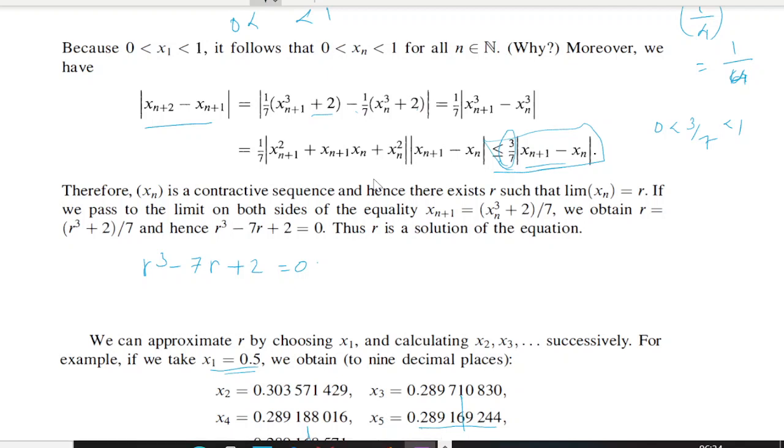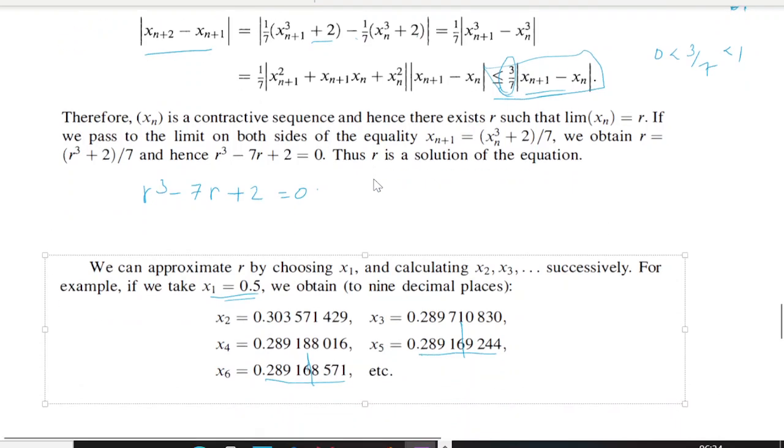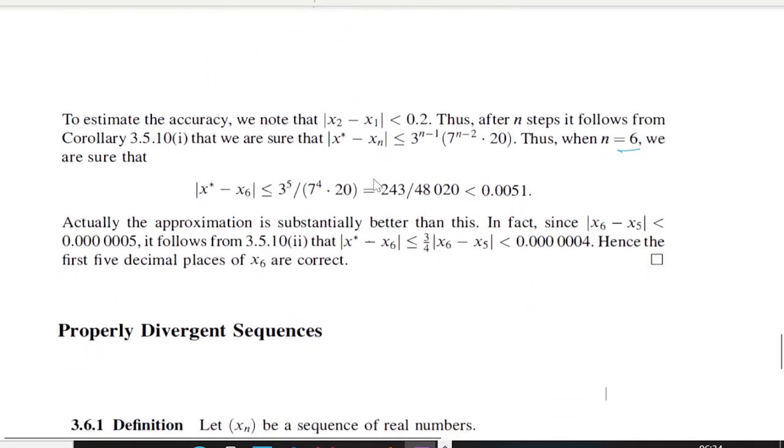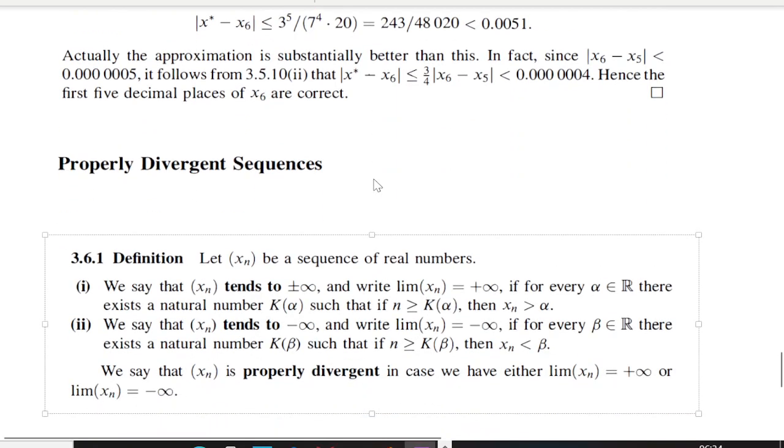So like that, if you assume some value for x1, you can go on finding x2, x3, x4, and the difference will lie within 3 by 7 into modulus of xn plus 1 minus xn. So in x6 we have taken, I have said, the difference is very small. So it's coming up to this. So we will say that this x is going to be a solution.